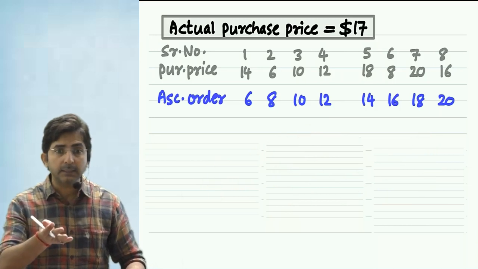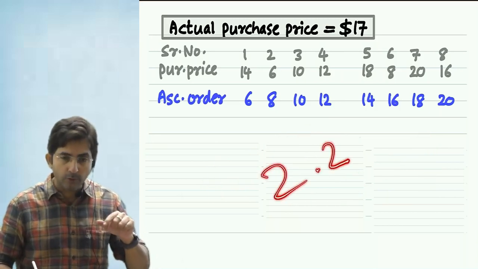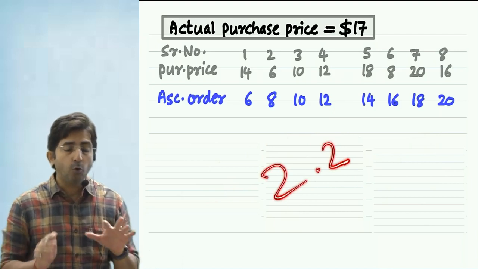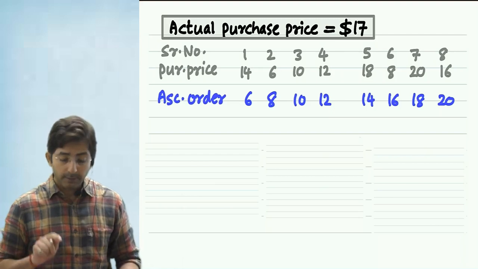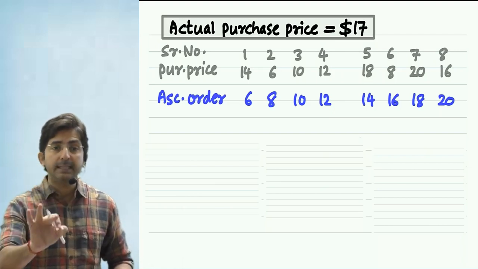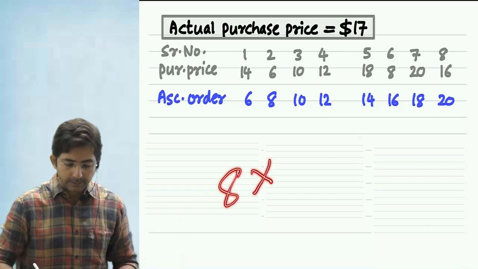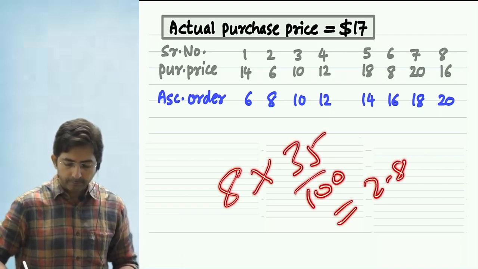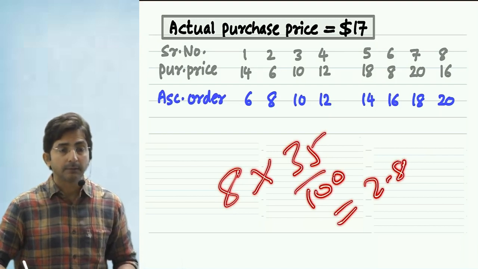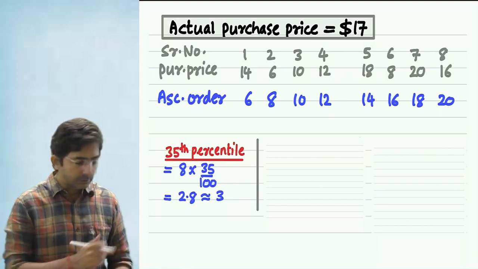Take this seriously, otherwise in exam what you will do? If you get 2.2, you will make it 2 only. See, don't use the normal principles of rounding off. Here the system is you have to select the next higher number. So tell me, our answer is 8 into 35%. That came to how much? 2.8. So what is the next higher number? 3. Did you see I have written here 3?